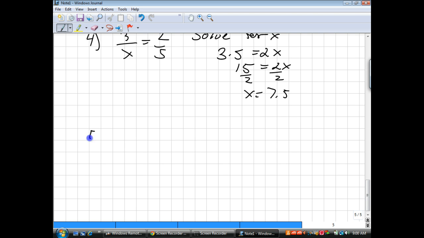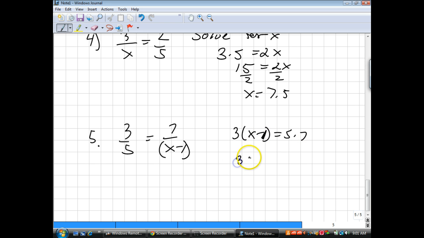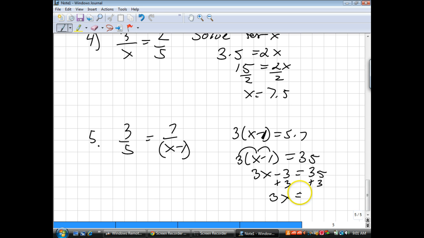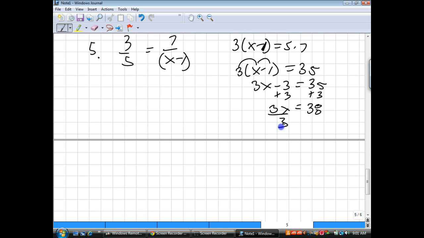Number 5, if I have 3 over 5 equals 7 over x minus 1, the x minus 1 is a binomial, so we need to put that in parentheses. And if I want to solve for x, I'd use the property of means and extremes. So I have 3 times x minus 1 equals 5 times 7. Distribute the 3. So I have 3x minus 3 equals 35. Add 3 to both sides. So 3x equals 38. Divide by 3. So x equals 38 over 3.